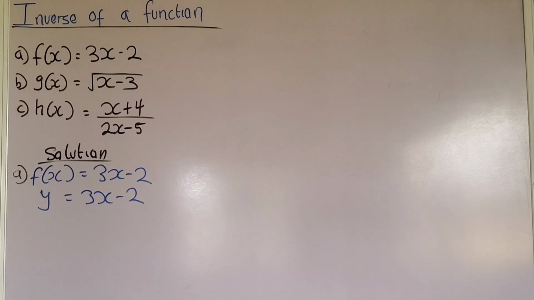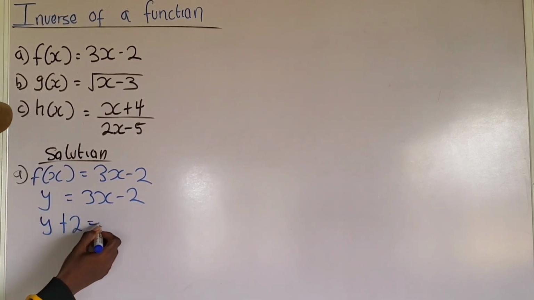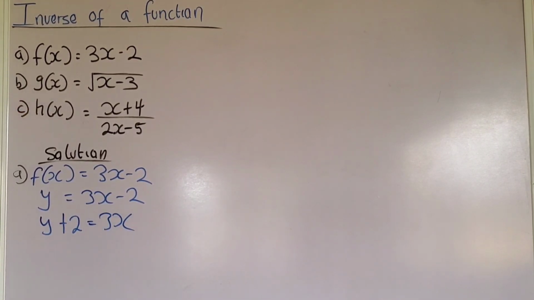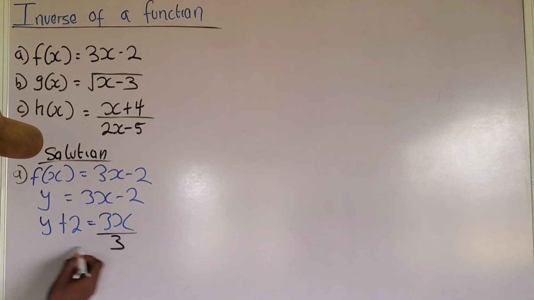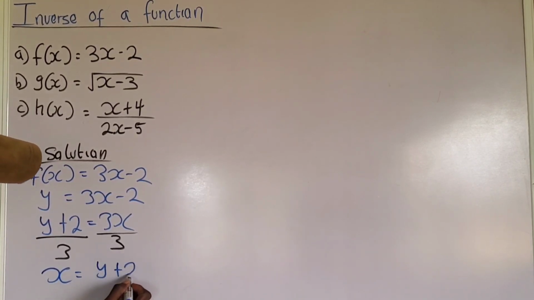Now, having done this, the next step is that you have to make x the subject of the relation. So, for this, I'm going to have y plus 2 is equal to 3x. If I want to make x the subject of the relation, I'm going to divide both sides by 3, which is the coefficient of x. So, the value of x will be x is equal to y plus 2 all over 3.